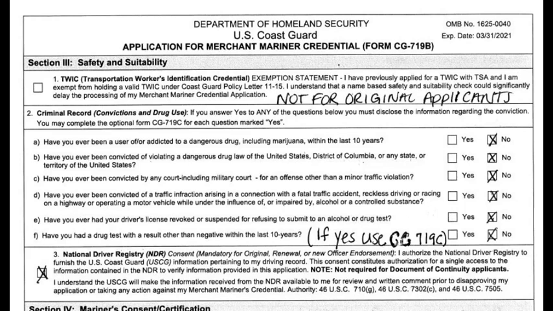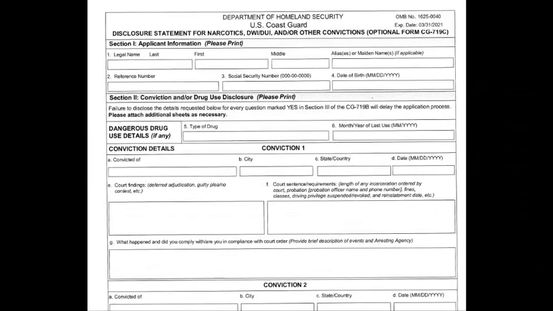Below that, Item 2, Criminal Record. This is the list of questions you must answer in your application. If you check yes to any of these questions, you must fill out Form CG719C, which is page 26 of the download.